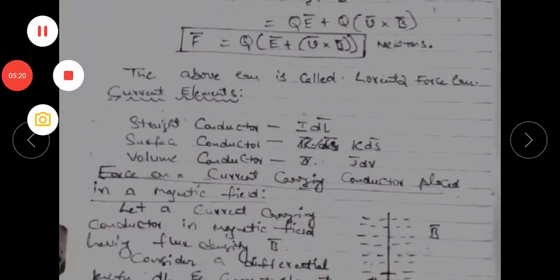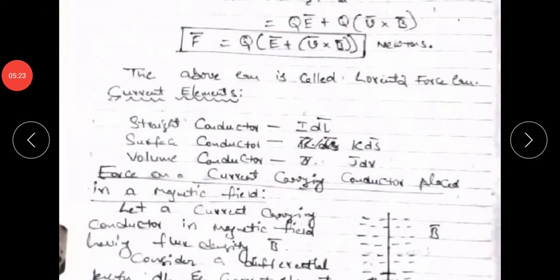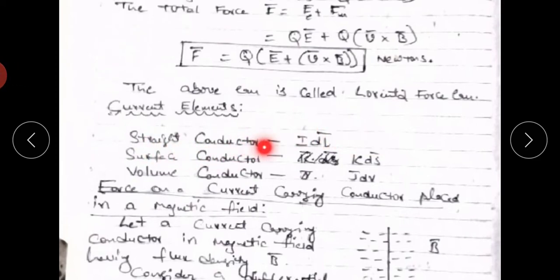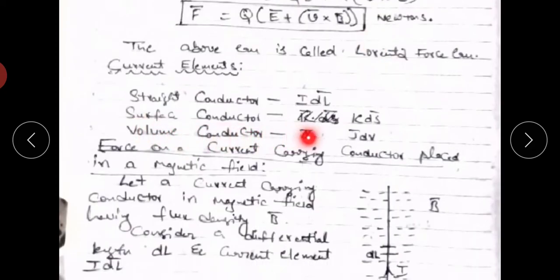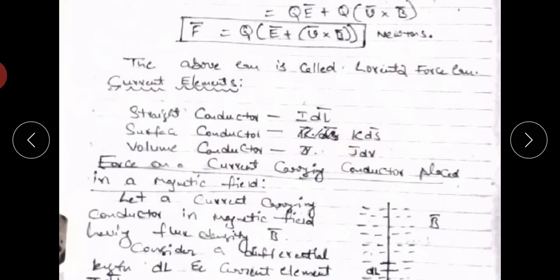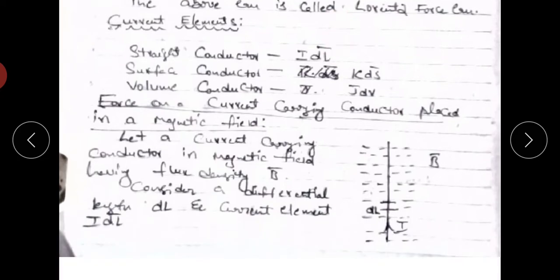Next one, current elements. For a straight conductor, the current element is I into dl bar. In the surface type of conductor case, the current element equals K into ds bar. In the volume type of conductor case, the current element is J into dV. Here I is current, dl bar is the differential length of the line conductor. K is the surface current density and ds bar is the differential surface area. J is the volume current density, and dV is the differential volume of the volume type of conductor.